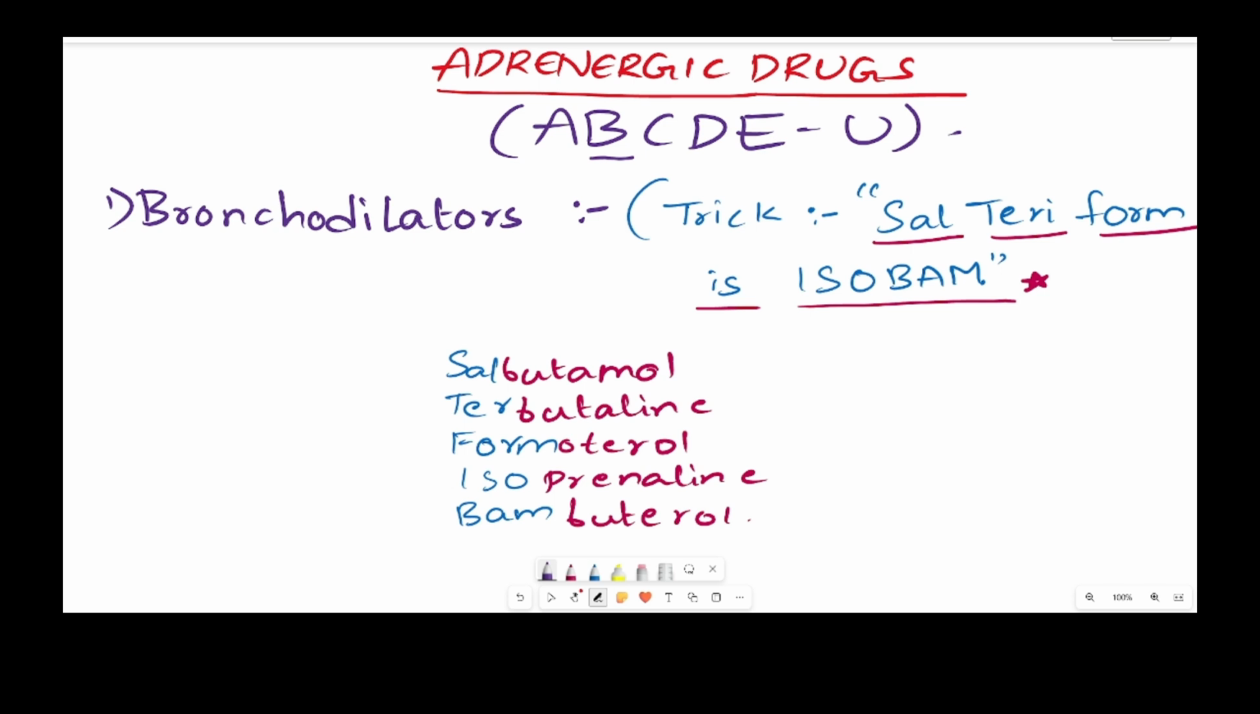So the second class in the adrenergic drugs is with B, which is bronchodilators. So to remember the drugs under this, just remember Saltaraform is Isobam. Saltaraform is Isobam. Which means the drugs are salbutamol, terbutaline, formoterol, isoprenaline and bambuterol.